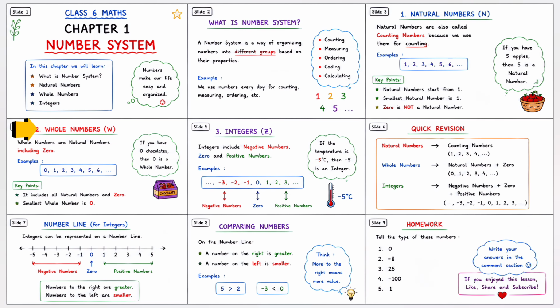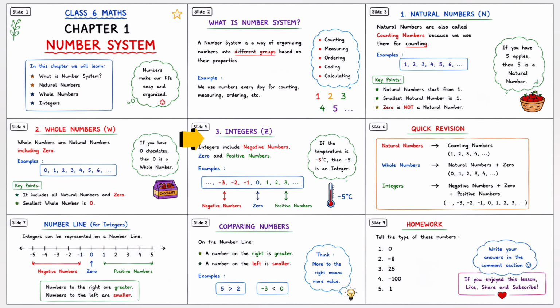Whole numbers, W. Now, let's talk about whole numbers. Whole numbers are natural numbers including 0. Examples are 0, 1, 2, 3, 4, 5. The only difference between natural numbers and whole numbers is 0. If you have 0 chocolate, then 0 is a whole number. So, remember, natural numbers = 1, 2, 3. Whole numbers = 0, 1, 2, 3.